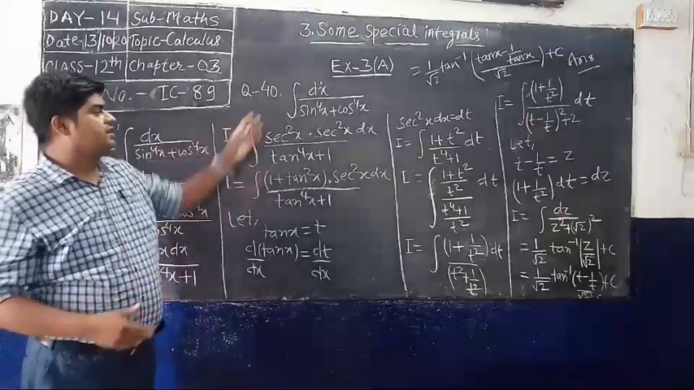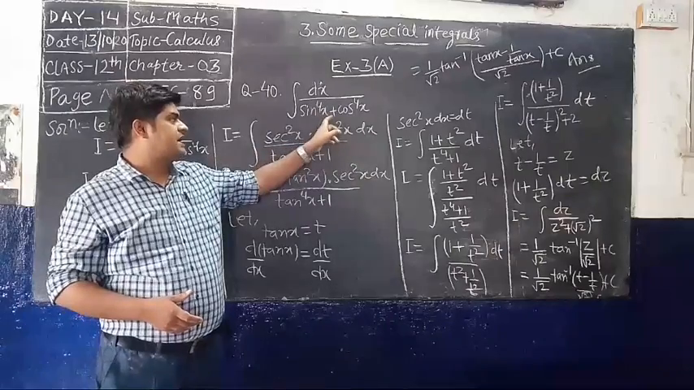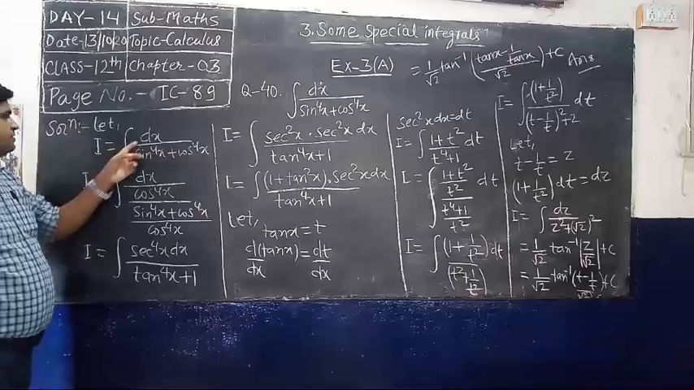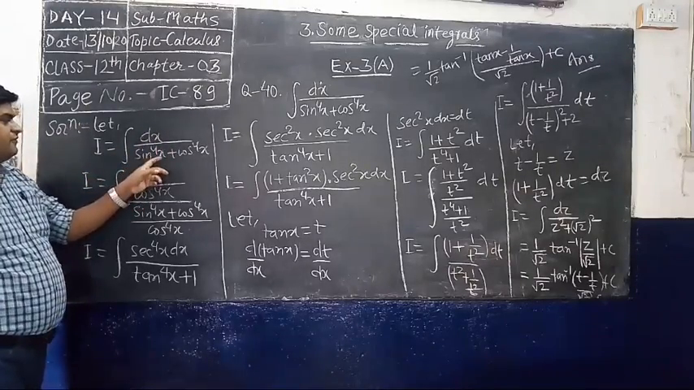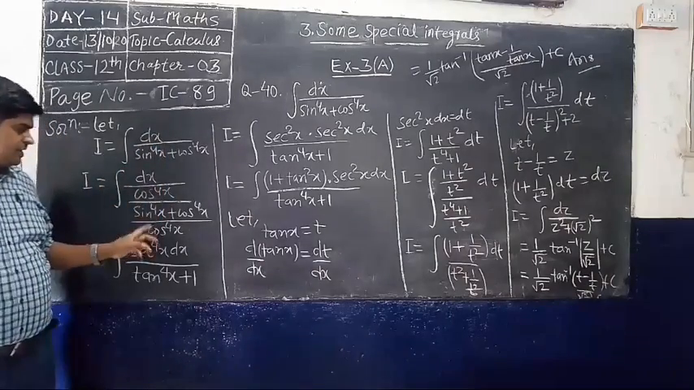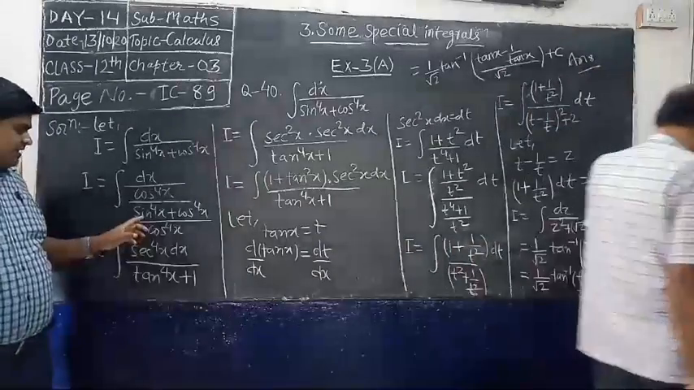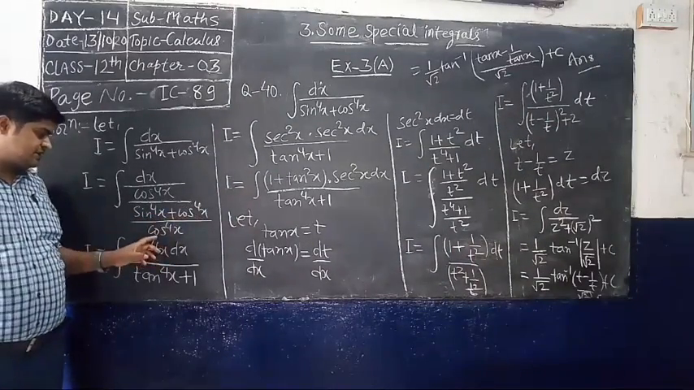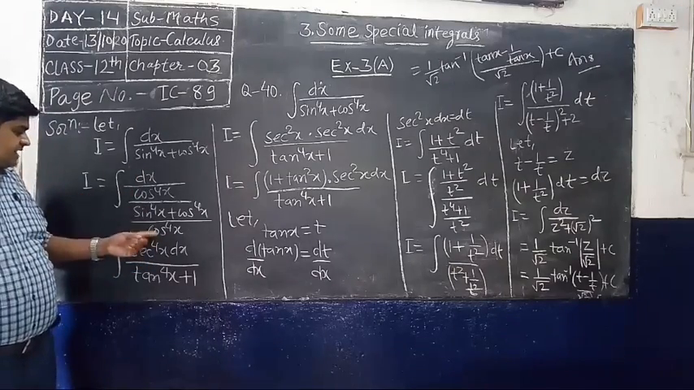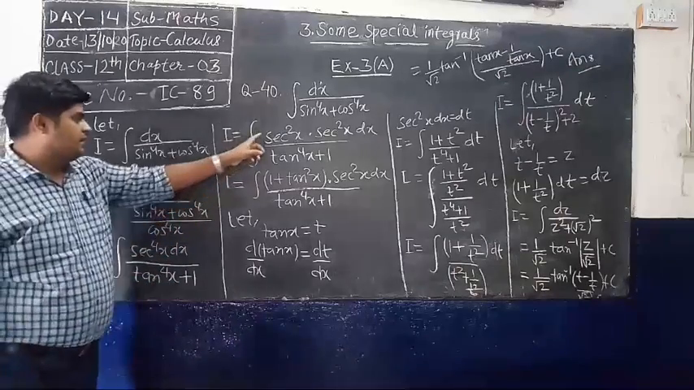Students, see question number 40. You have to find the integration of the function 1 by sin 4x plus cos 4x. So see here, let I is equal to integration dx by sin 4x plus cos 4x. You will divide numerator and denominator by cos 4x. Integration dx by cos 4x by cos 4x, sin 4x by cos 4x plus cos 4x by cos 4x. It becomes sec 4x dx, this becomes tan 4x, and cos by cos cancels out to 1.